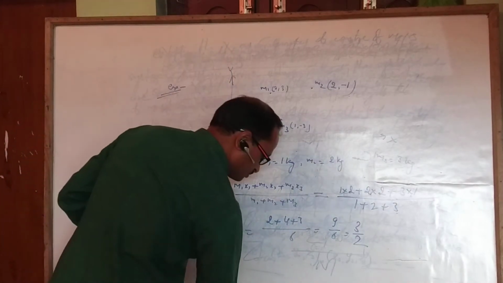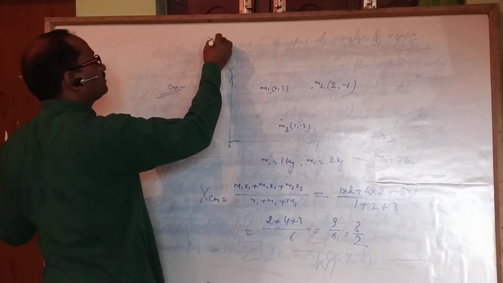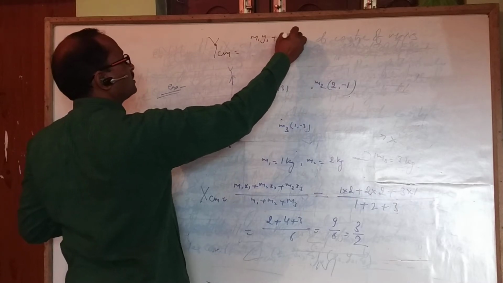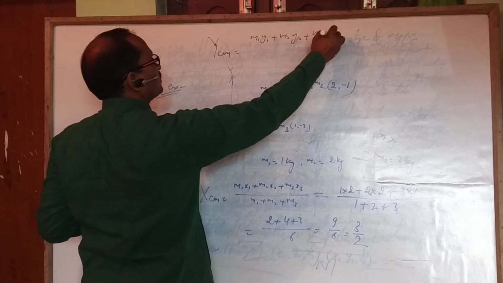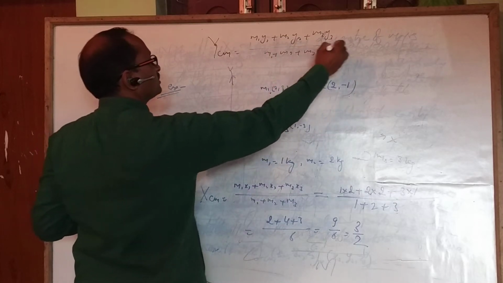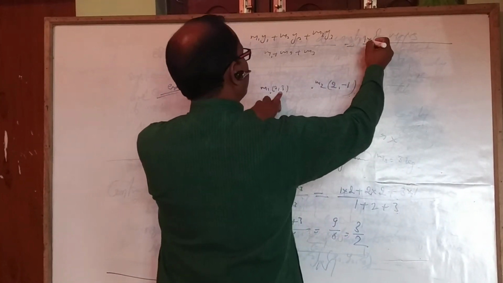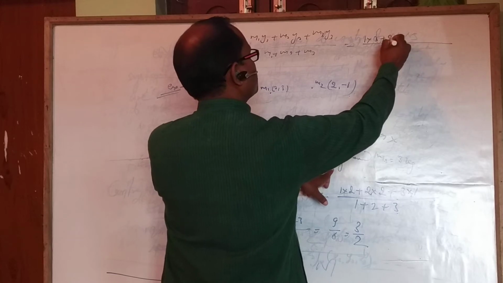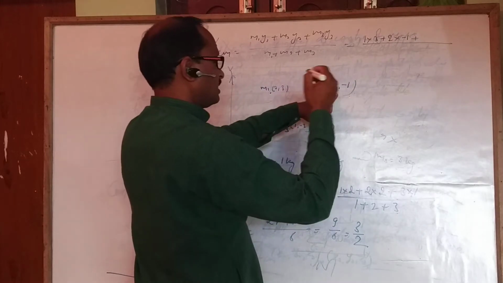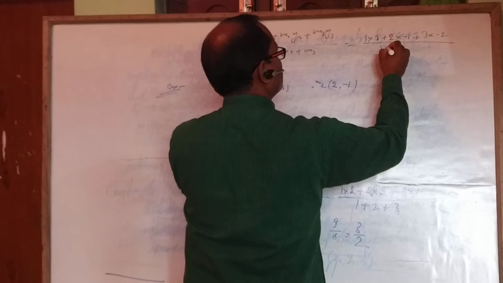Now y coordinate of center of mass will be (m1 y1 + m2 y2 + m3 y3) divided by (m1 + m2 + m3). Here m1 is 1 kg and y1 is 3, m2 is 2 kg and y2 is minus 1, m3 is 3 kg and y3 is minus 2.